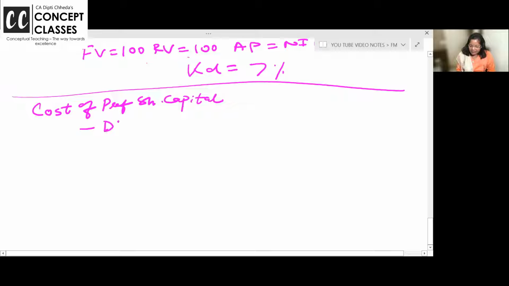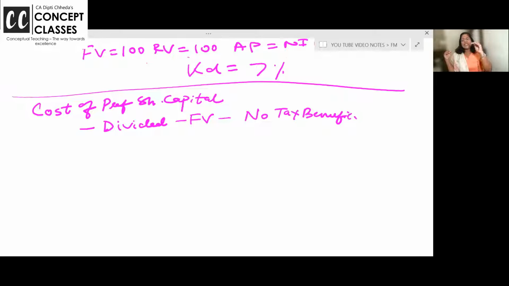On preference share capital, we pay dividend. Always on the face value it is paid, and there is no tax benefit. I hope you all know this. We have already done FM2, we are doing it in group 2. In group 1, we have seen in income tax, interest on debentures, interest on loan, what you pay to outsiders on loan, that is allowed as expense. But preference dividend and equity dividend are not allowed as business expense. So there is no tax benefit.